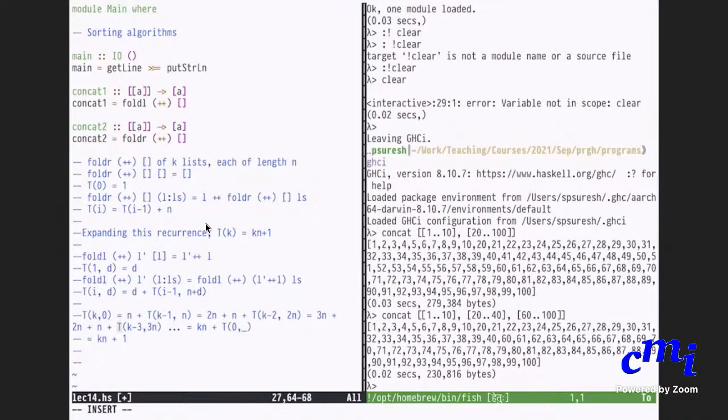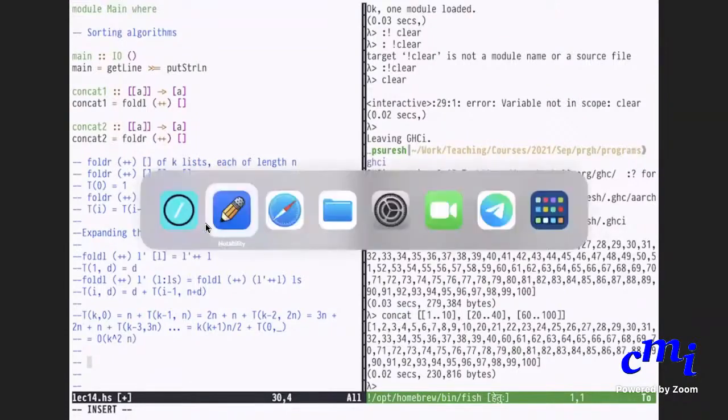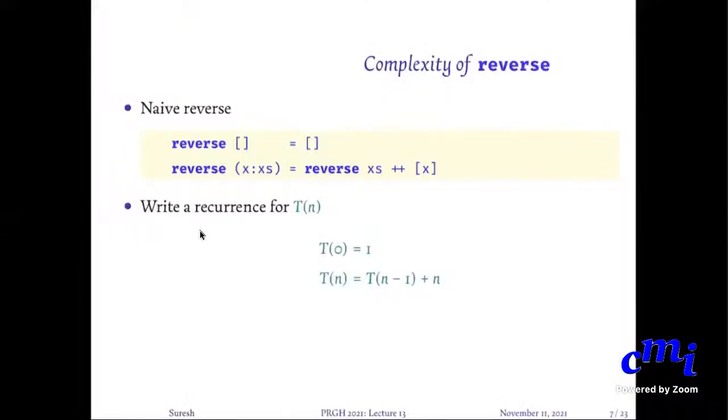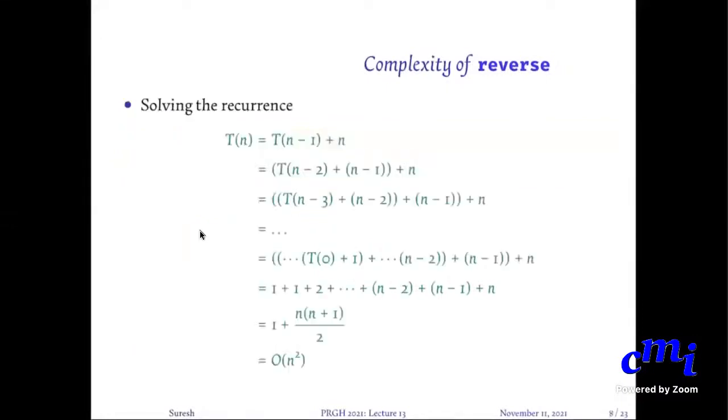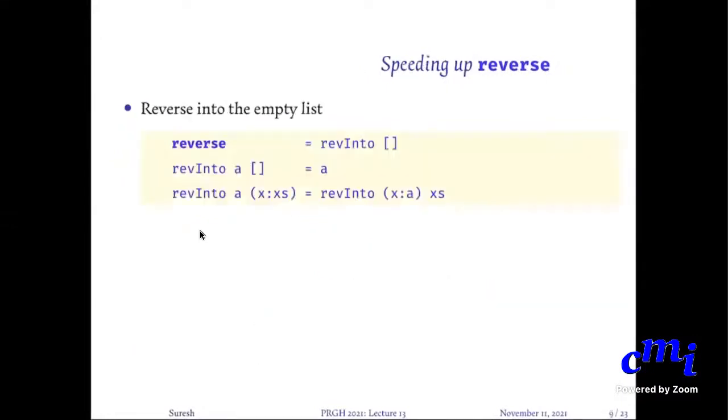Okay. Eventually, it will become k into k plus 1 by 2 into n, plus whatever, which is really order k squared. Yes. Okay. So this is the point. On the one hand, you have order kn, and on the other hand, you have order k squared. So we saw this complexity of reverse already, that the naive reverse is order n squared. The smarter reverse is just order n. We saw this.